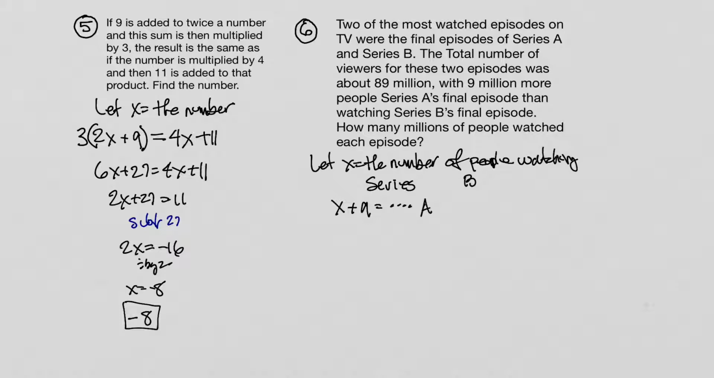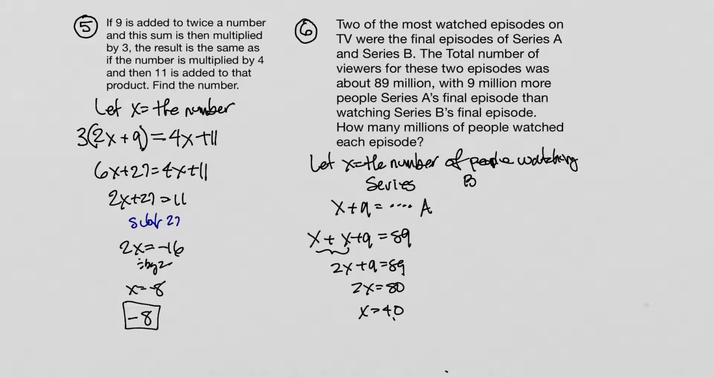So the total. This is the number watching B. This is the number watching A. If I take the total, I'm going to add them together. So I'll take the number watching B plus the number watching A. That'll give us 89 million. Here's our equation. We can solve this. 2x plus 9 is 89 million. Subtract 9, we'll get 2x equals 80. Divide by 2, we'll get x equals 40.